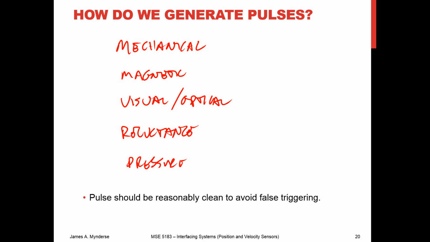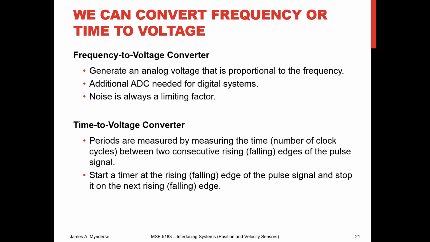In any case, we're going to generate these pulses, and they should be reasonably clean. That's to say, nice and digital 0 and 1, so we might have to clean them up with a Schmitt trigger or the like. But in any case, we're generating pulses, and we're looking at how our thingamajig is moving relative to these pulses. And so I mentioned we could do frequency or period. So if we do frequency, one thing we can do is use a frequency to voltage converter. It's an IC like an LM2917 or an AD650, and it's going to generate an analog voltage that's going to be proportional to frequency.